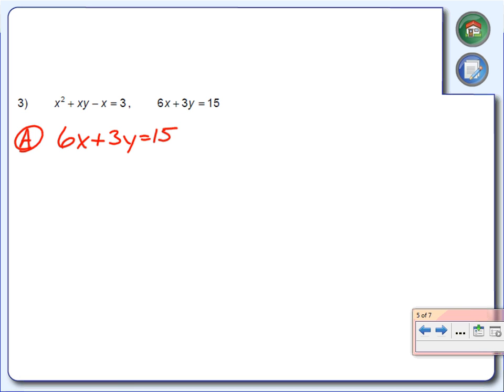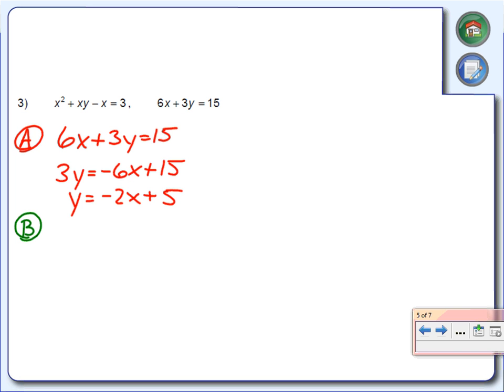So I'm going to start by moving the 6x to the other side. We're going to do that with subtraction. So I've got 3y is equal to negative 6x plus 15. I'm going to divide everything by 3 now. So if I divide everything by 3, now I end up with negative 2x plus 5. And all I did was divide everything by 3. There's your first one. Get y by itself.